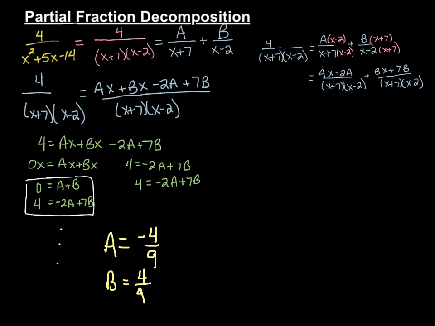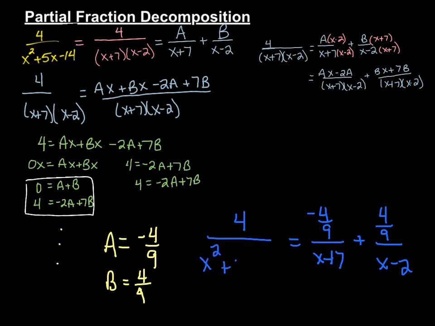So our decomposed fraction would be, I'm just going to plug them back in for A and B. So A was -4/9, so that's -4/9 over x plus 7, plus our B, which is 4/9, 4/9 over x minus 2. And this is our decomposed fraction of 4 over x squared plus 5x minus 14. And that there is our final answer.